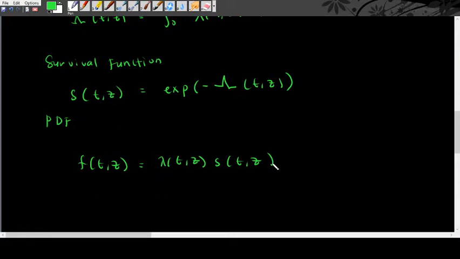Least squares and also maximum likelihood methods are the most common methods used in determining their estimators. That's it for the introduction. Thank you.